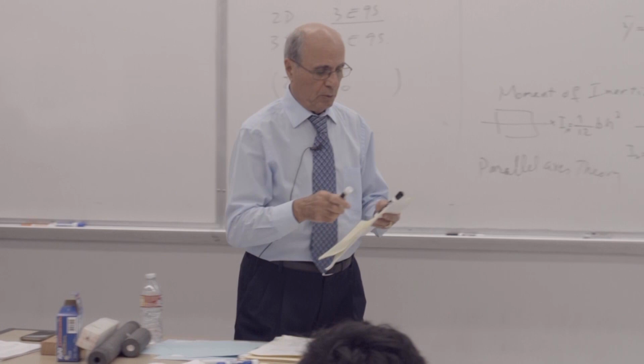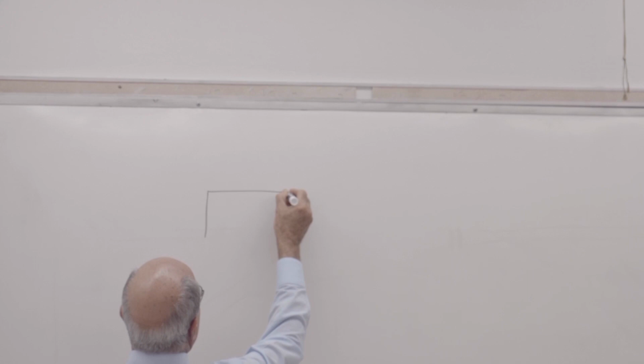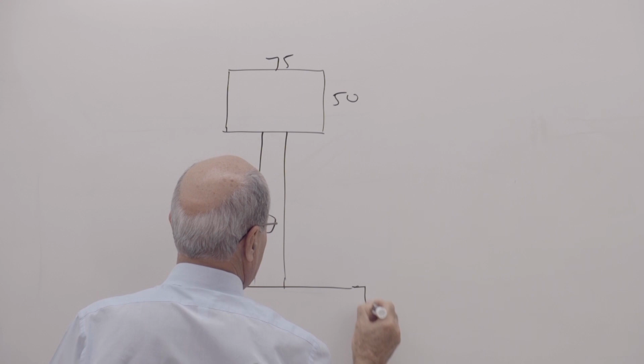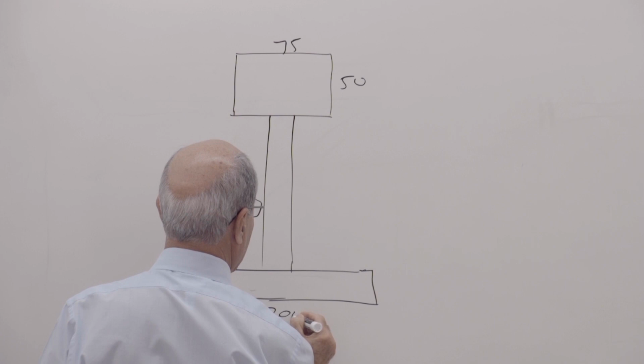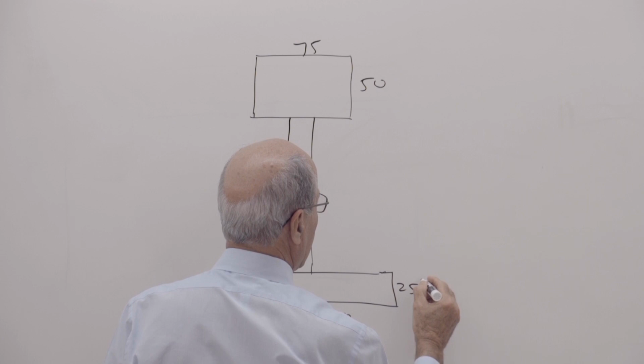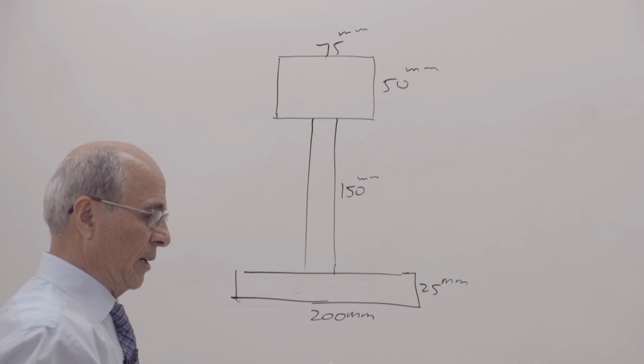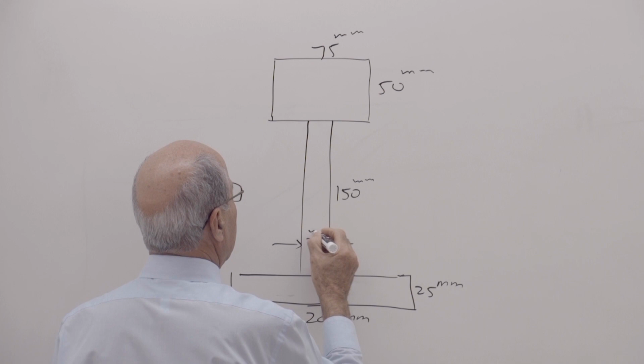So here, let's say this is the cross section of an object that you are designing. And let's say that it is 75 millimeter by 50 attached to a plate here and like this. These are not in a scale, so therefore I just put here 200 millimeter is the width. This is the thickness of the plate is 25 millimeter. The height here is 150 millimeter. These are all in millimeter if I'm not putting some of them just to save time. And here the thickness of this plate also is 25 millimeter. This is the object made of these three pieces together.